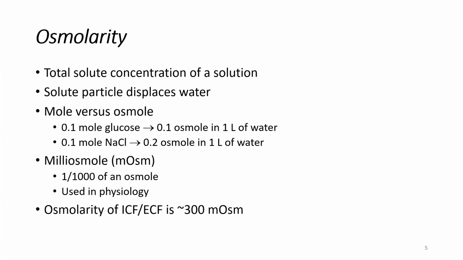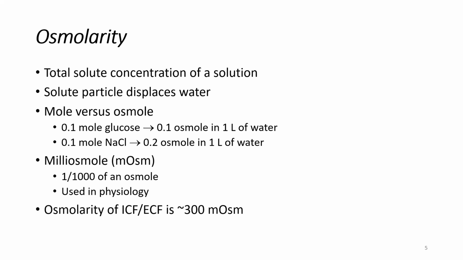Okay, let's speak about what osmolarity is. And osmolarity is basically the total solute concentration of a solution. It's a reflection of how many solutes or particles are dissolved in that water. And so this is where we get to the distinction between the mole versus the osmole. So the mole is the total amount of that particle, right, of that molecule? So we can have 0.1 mole of glucose, and we can dispense that 0.1 mole of glucose in 1 liter of water, and that gives us an osmolarity of 0.1, okay?